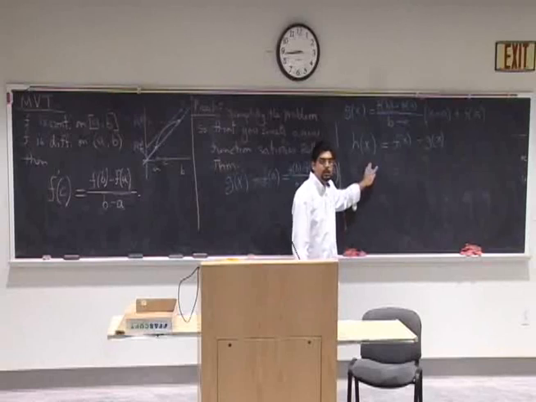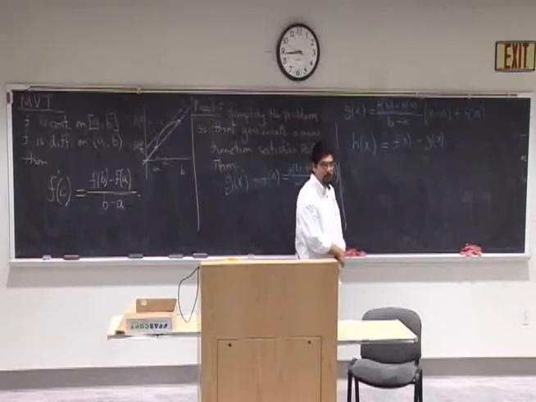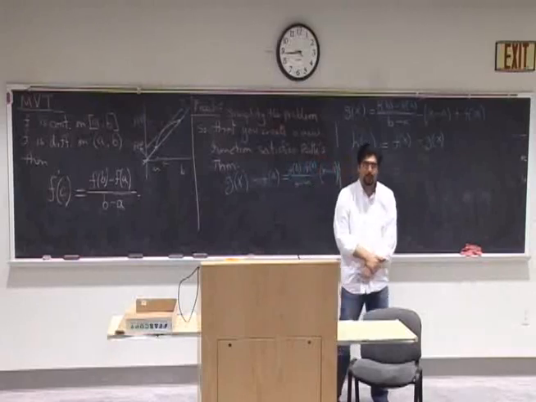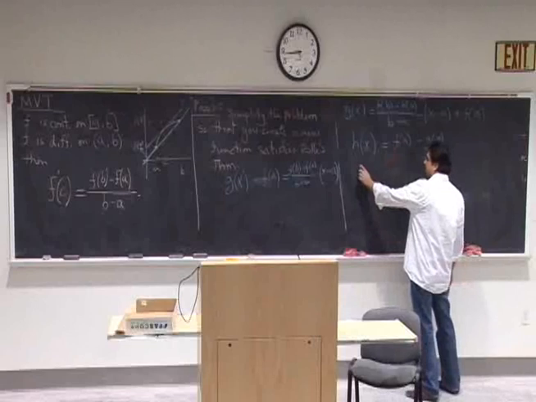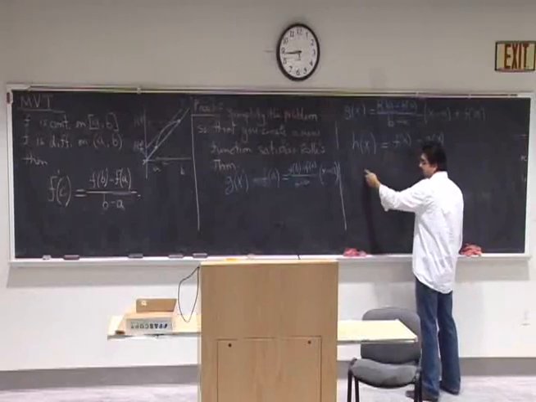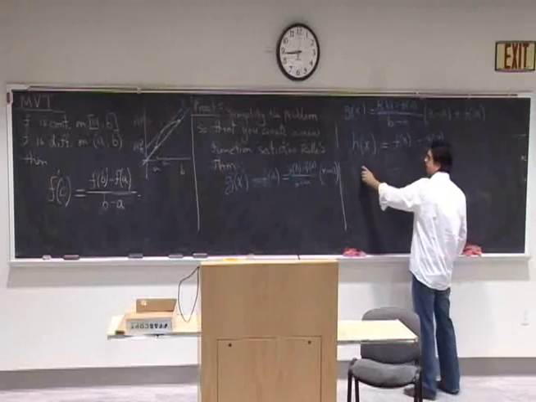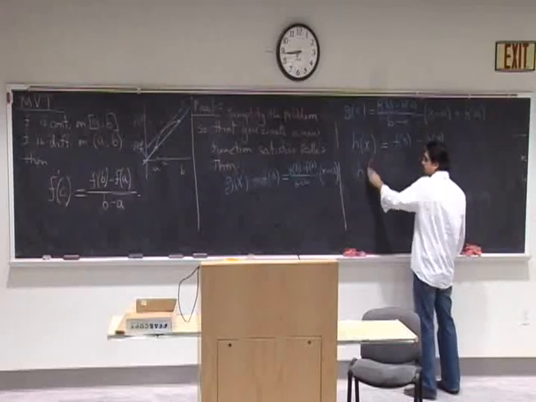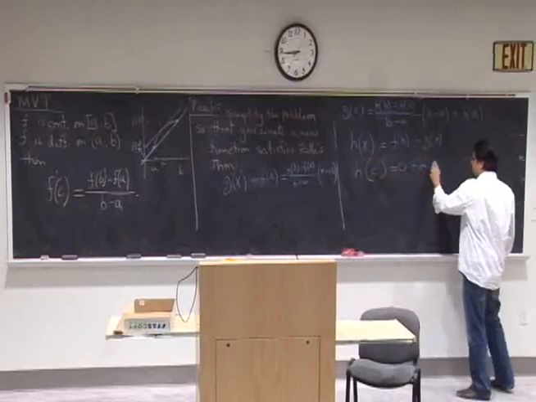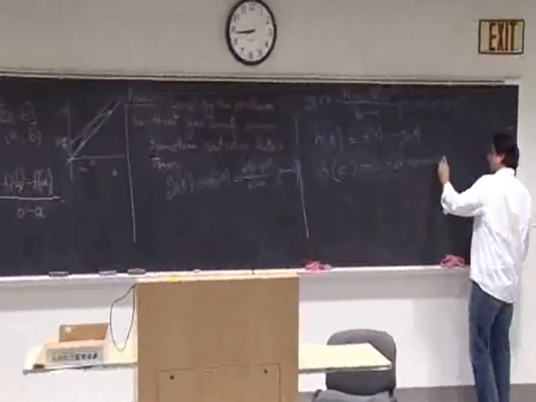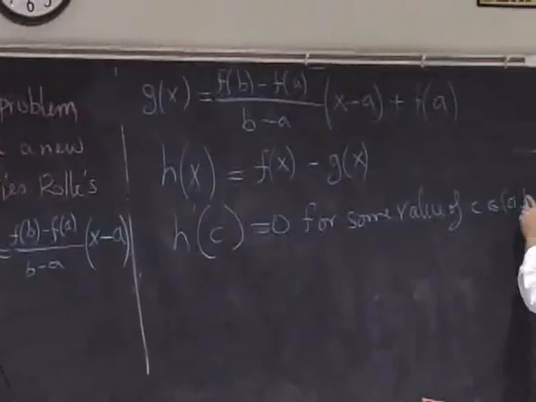H satisfies the three conditions of Rolle's theorem. Okay? And what does Rolle's theorem tell us? What's the conclusion? It tells us that h prime of c equals 0 for some value of c within a and b. Right?